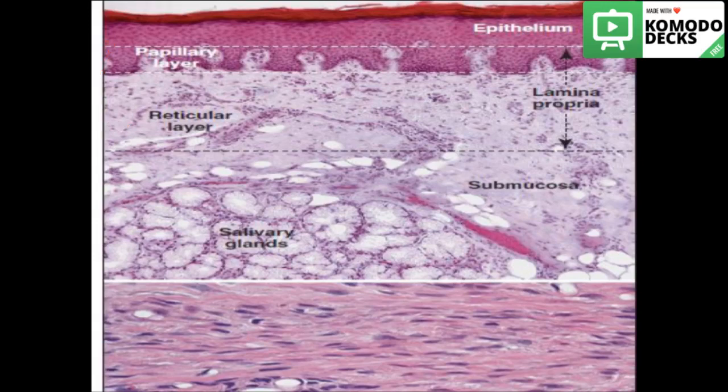The dense connective tissue underneath is the submucosa that contains blood cells, nerve fibers, and also minor salivary glands. The lamina propria, along with the submucosa, constitutes the mechanical protection and the nutrition for the epithelium.